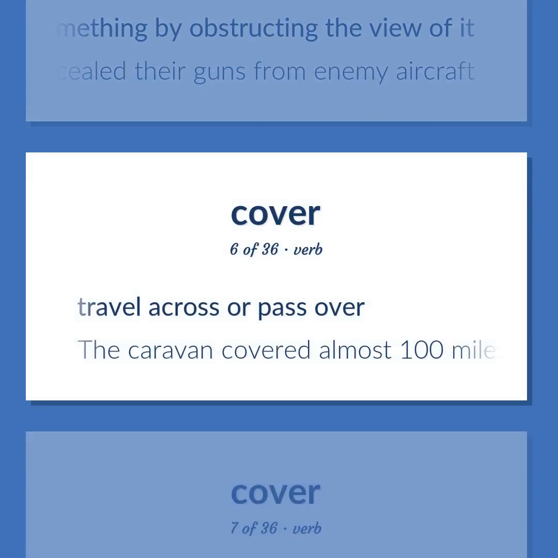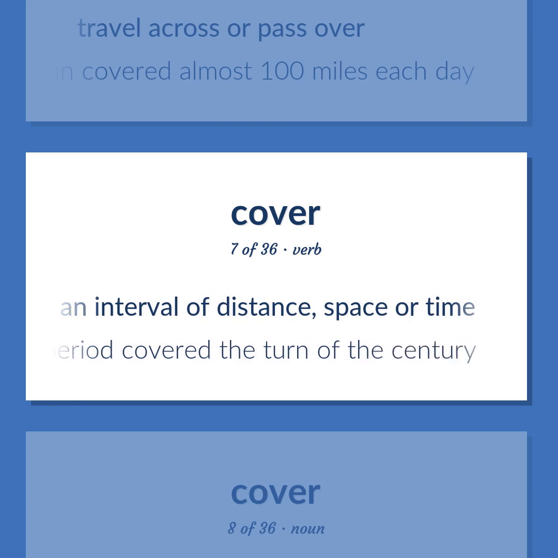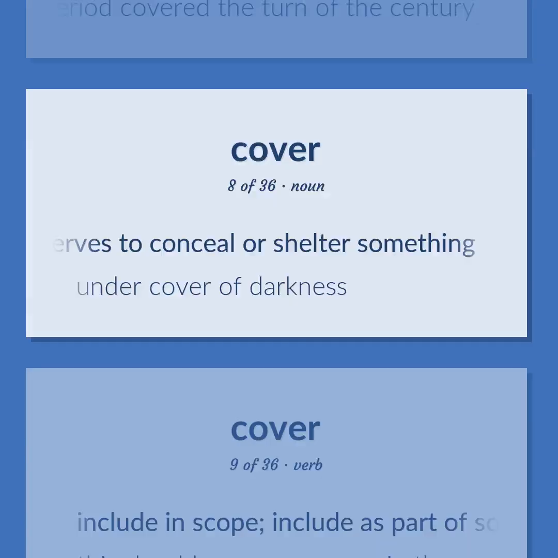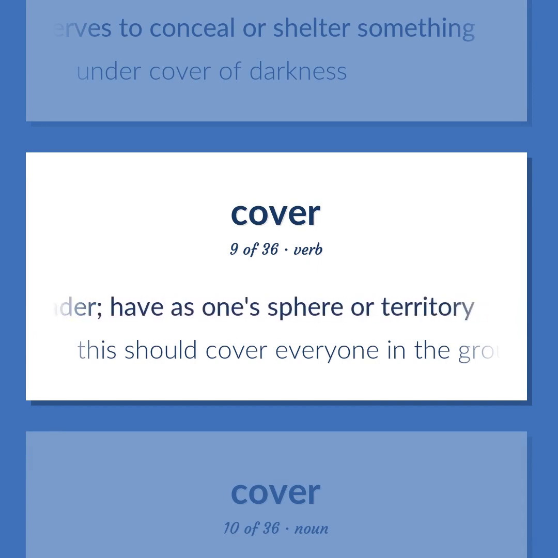Travel across or pass over. The caravan covered almost 100 miles each day. Span an interval of distance, space or time. The period covered the turn of the century. A covering that serves to conceal or shelter something. Under cover of darkness. Include in scope. Include as part of something broader. Have as one sphere or territory. This should cover everyone in the group.